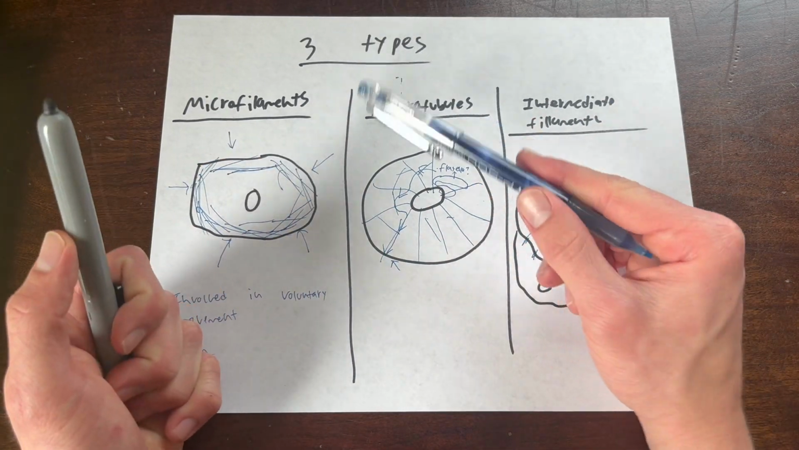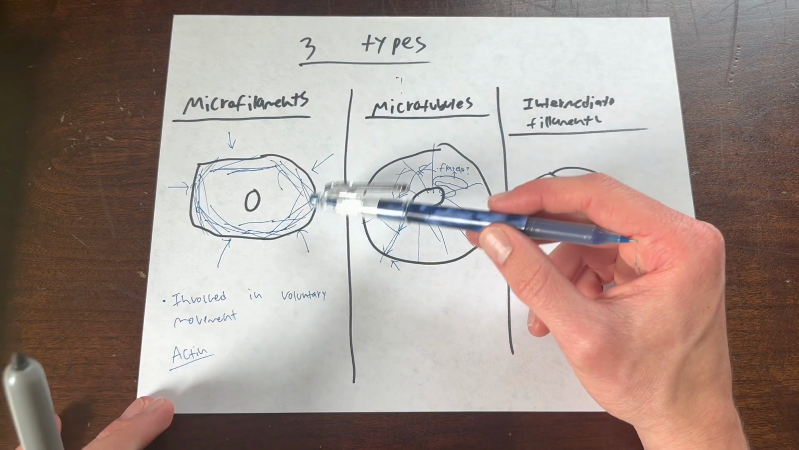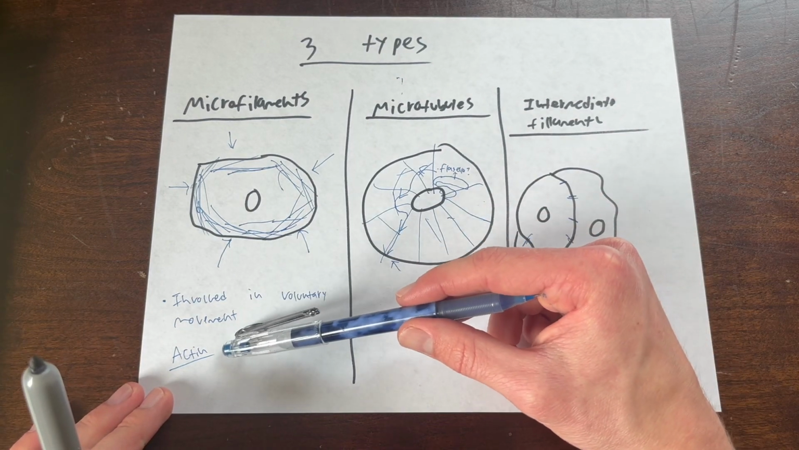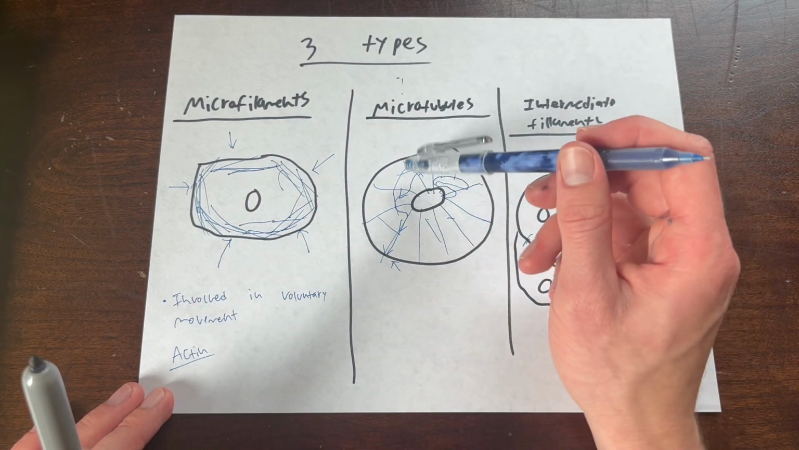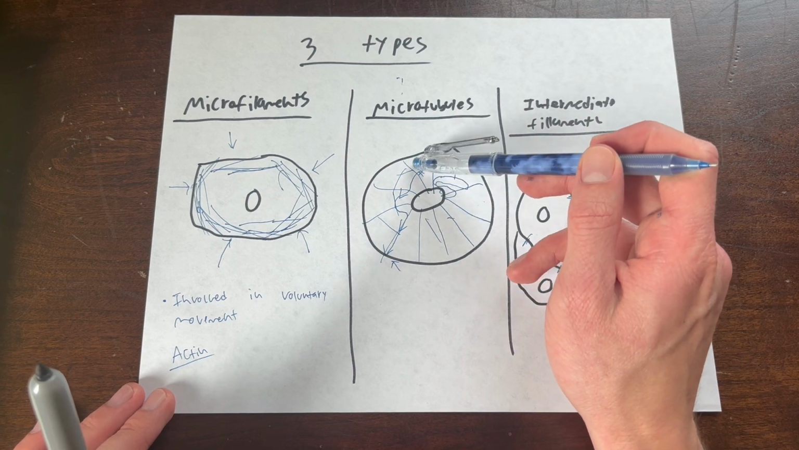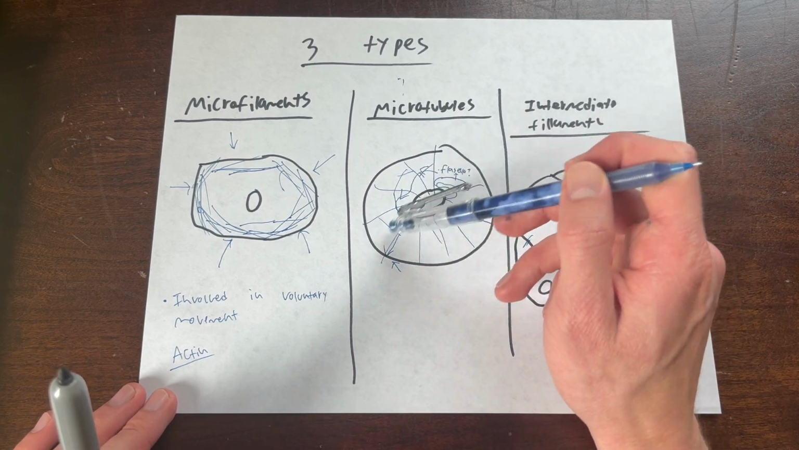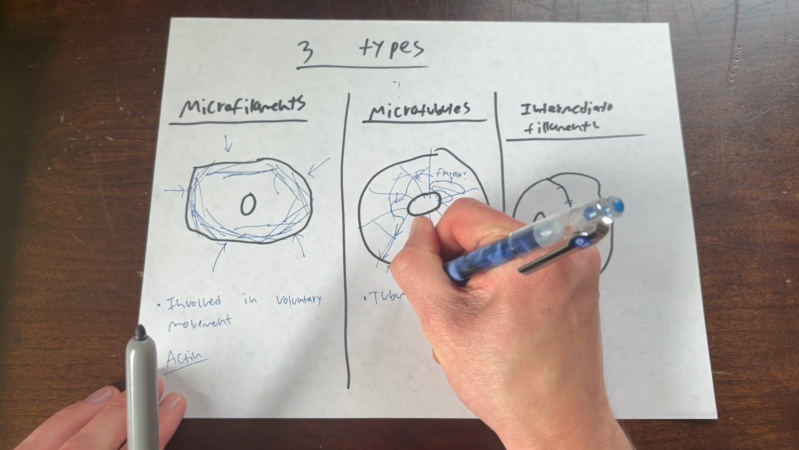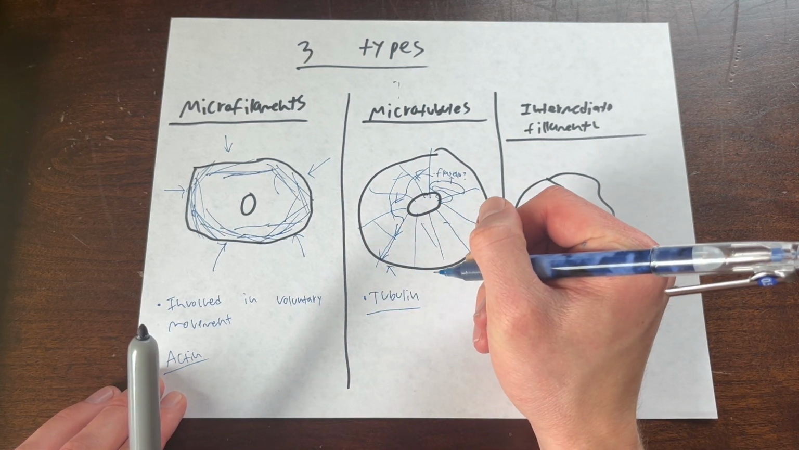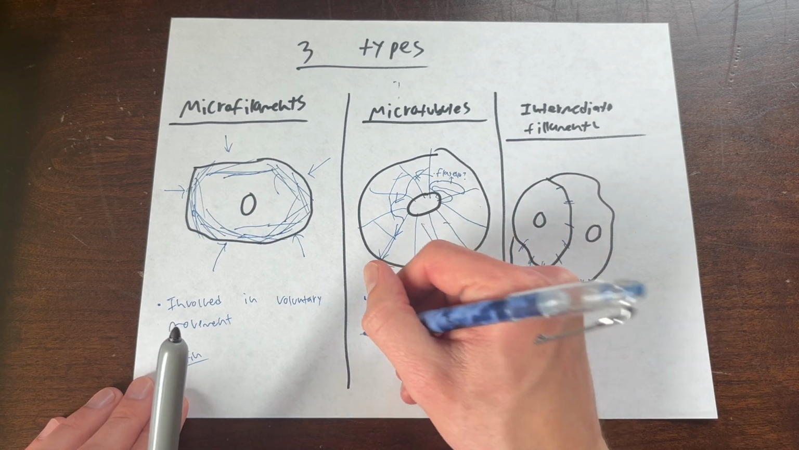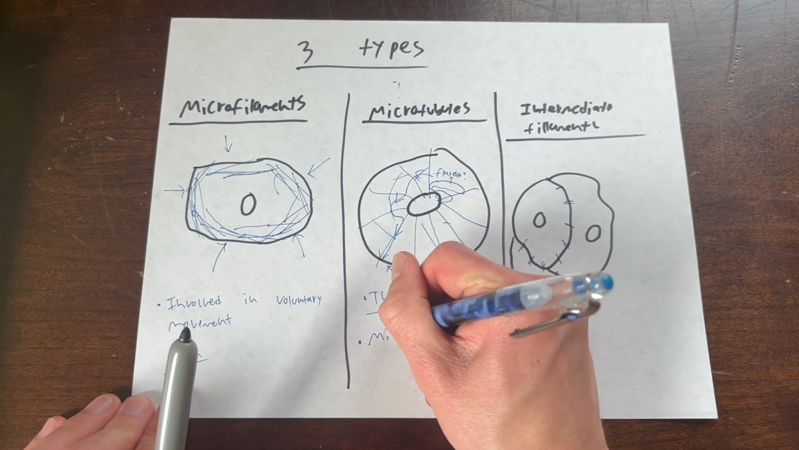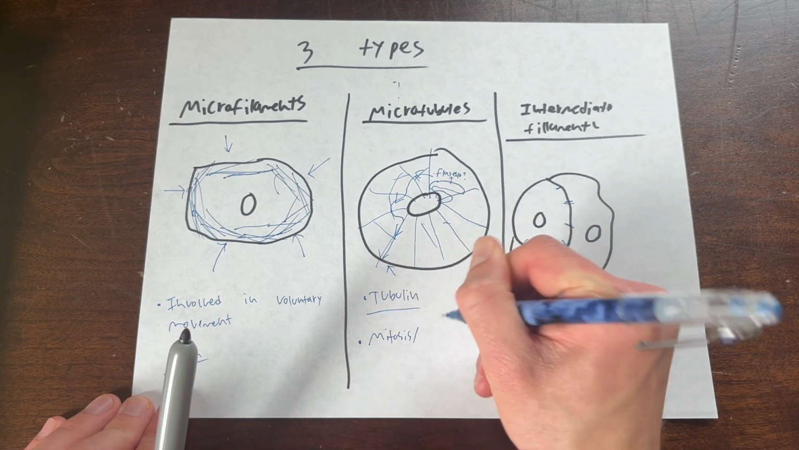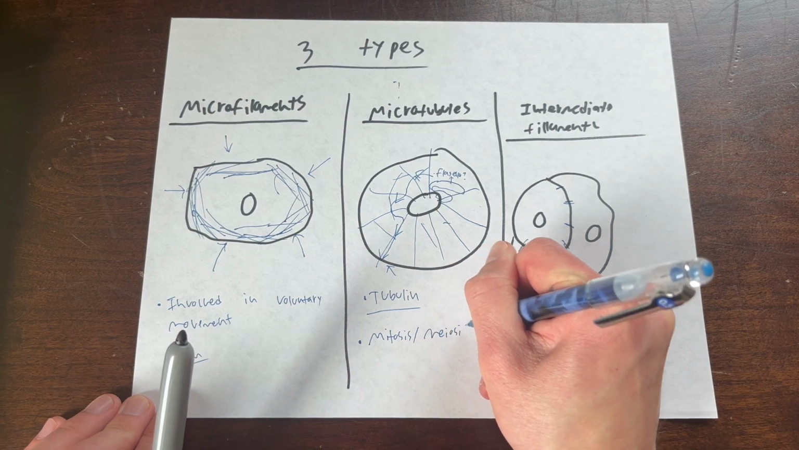But for you, for the MCAT, microfilaments give the structure. And when you think microfilament, think actin. When you think microtubules, think of movement, moving things around in the cell. And think of tubulin. That's what makes up microtubules. And think of mitosis/meiosis. We'll cover this later.